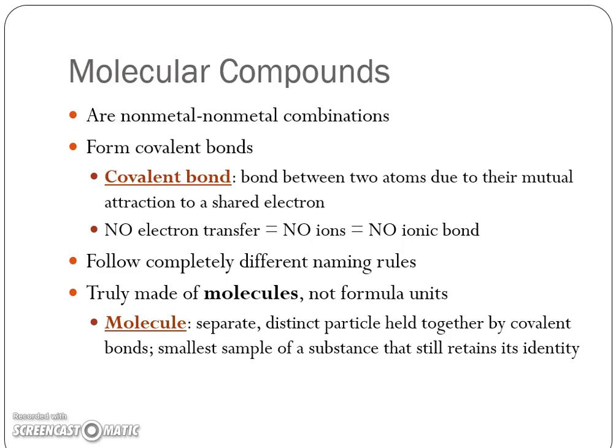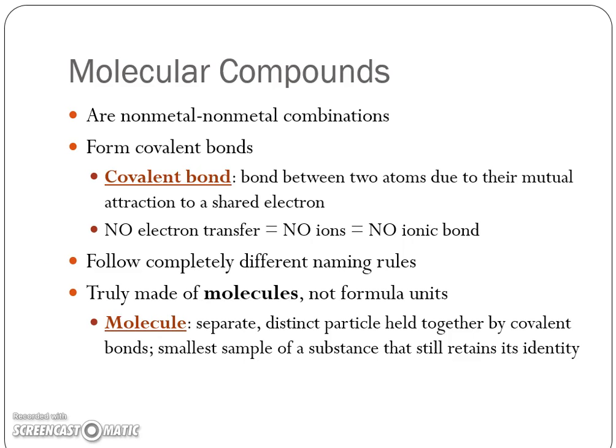So what are molecular compounds? They are non-metal combinations. They form something we call covalent bonds, which is a bond between two atoms due to their attraction to a shared electron. So an ionic bond was a transferred electron, but since there is no transfer, there are no such things as ions, which means we don't have ionic bonds. We have covalent bonds, which we share.